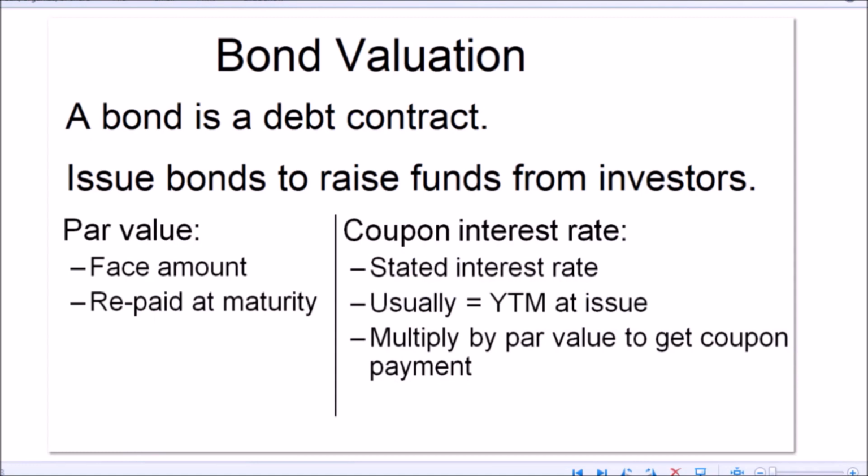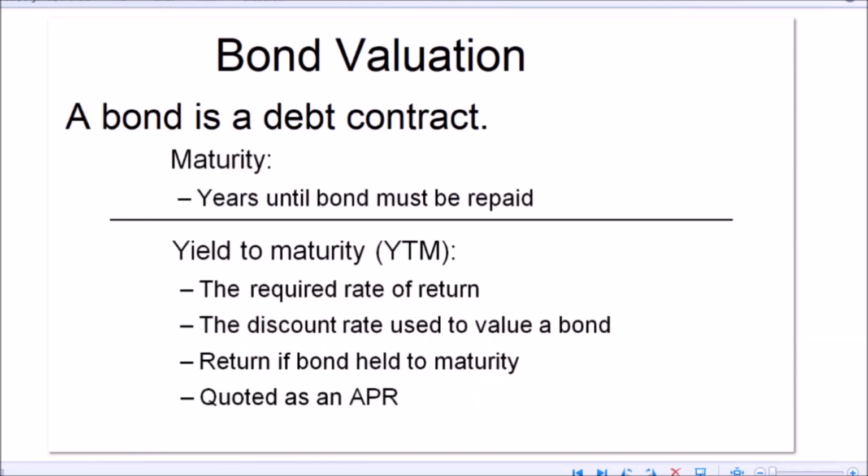But in case the bonds do pay some coupon, those usually are equal to the interest rate on the bond, the yield to maturity, the market rate on the bond at the time of its issue. To find the actual coupon payment, the regular amount that the bond pays, we simply multiply the coupon rate by the face value.